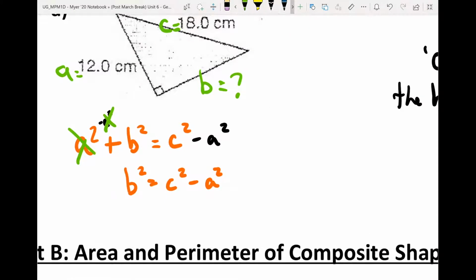Alright, so if we substitute in our values, we have b squared is equal to 18 squared subtracted by 12 squared. What is 18 squared? It's a good question. I don't know offhand, so I'm going to do it myself on my calculator. 324. Okay, 324 subtracted by 144. And we get b squared is equal to 180.